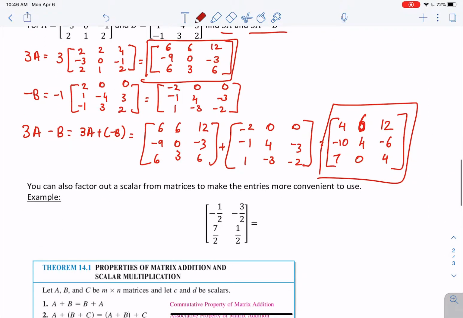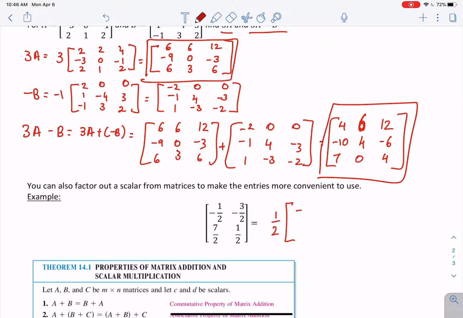We can also sometimes, to make things more convenient for us, factor out scalars from matrices. So like in this matrix, everything is divided by 2, so I can factor out the 1/2. And that way I can deal with whole numbers rather than fractions in my matrix. Sometimes this might be more helpful or more convenient to deal with.